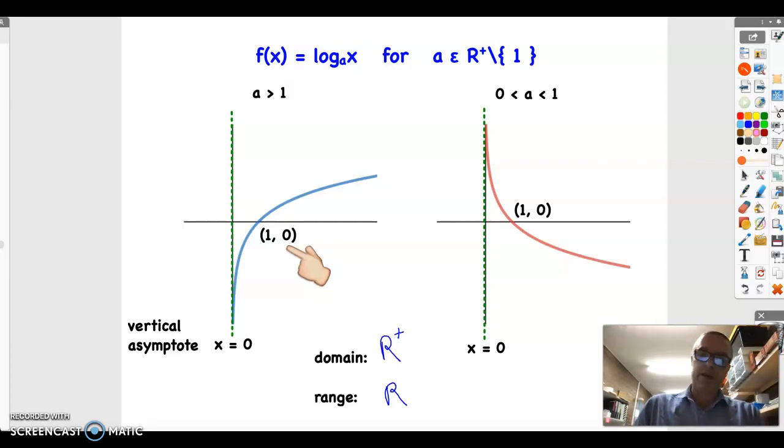Likewise, we've got a graph if the base happens to be a positive fraction less than 1, in between 0 and 1. And the graph occasionally might look like this if we're dealing with that type of expression. Looking at those two graphs, we can see that the domain of both functions is positive real numbers, and we can see that the range is all real numbers.